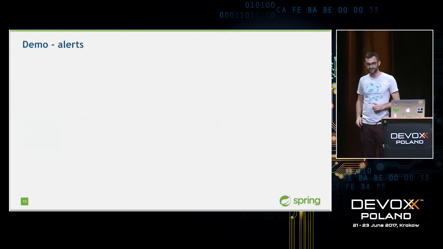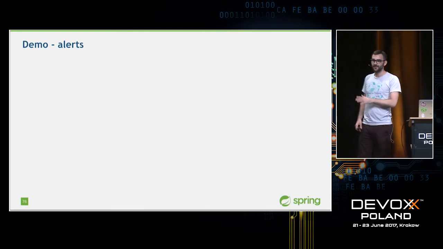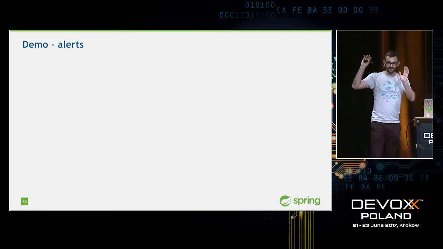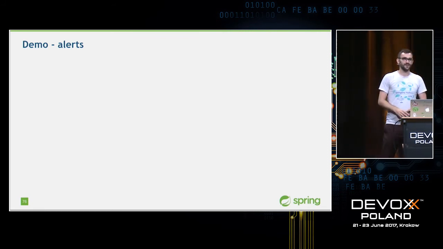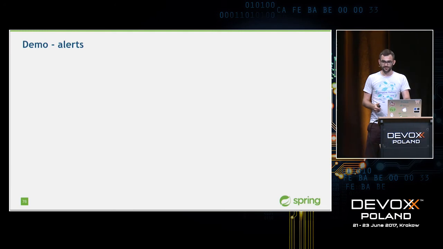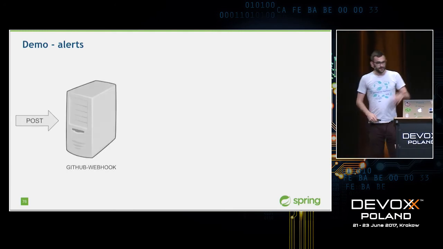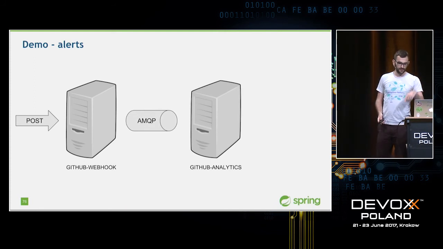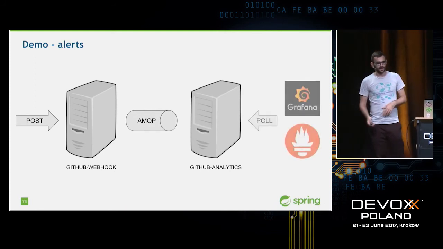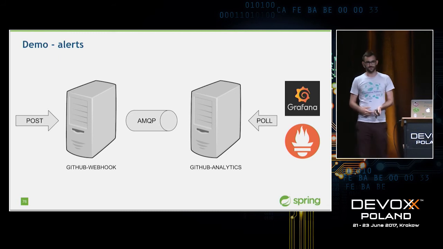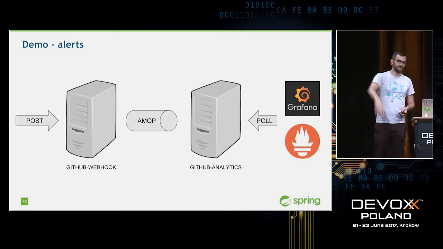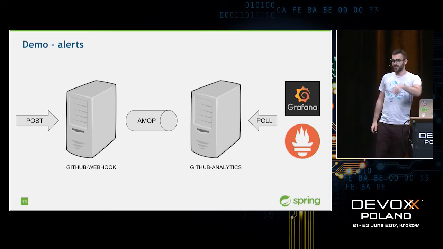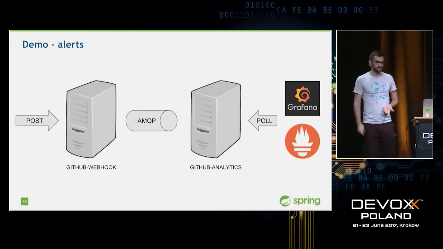So now alerting, because this is crucial. If you don't have alerting and metrics, just don't do it. Do what you did until now, because without this, you don't know that something is wrong. So we have the GitHub webhook. It receives a POST message and sends an AMQP message to GitHub Analytics. And we have Prometheus, which is an app that scans your apps for metrics, with Grafana, which is the UI over Prometheus in this case.